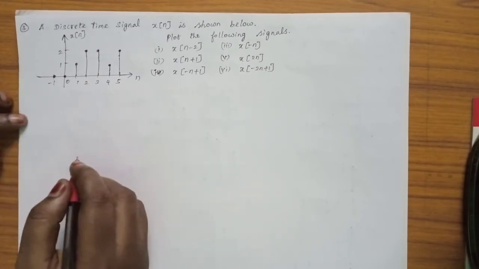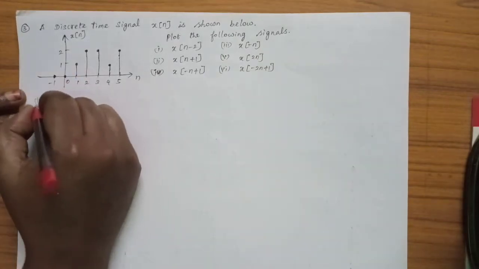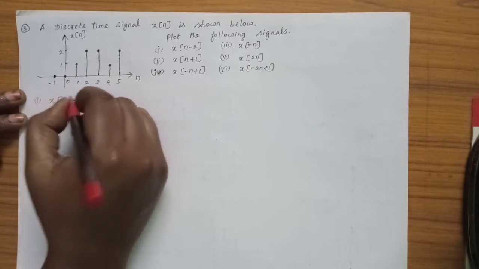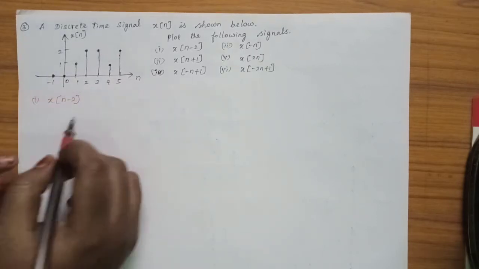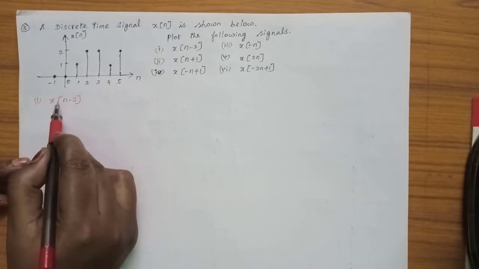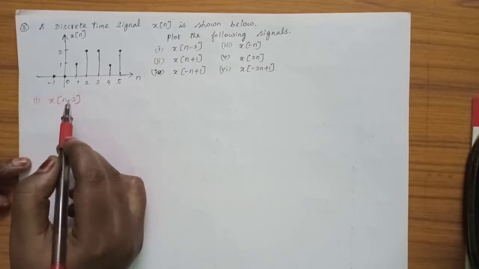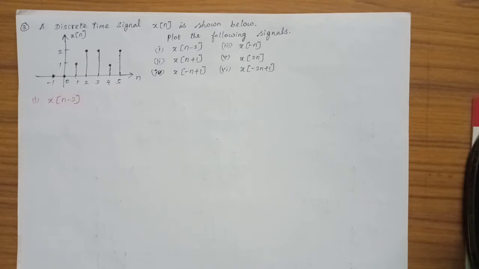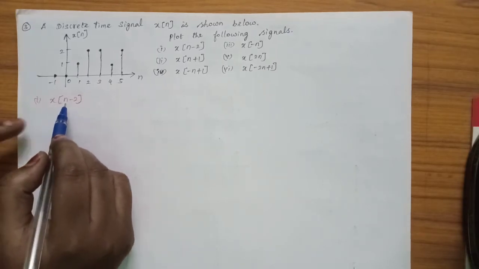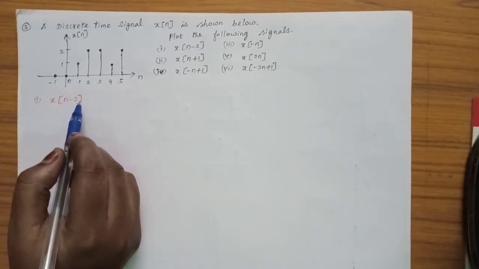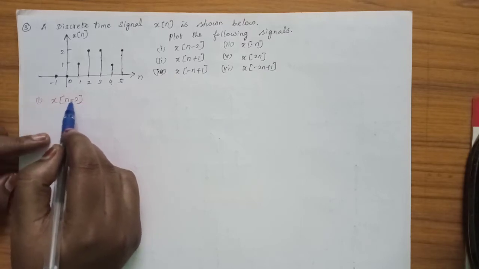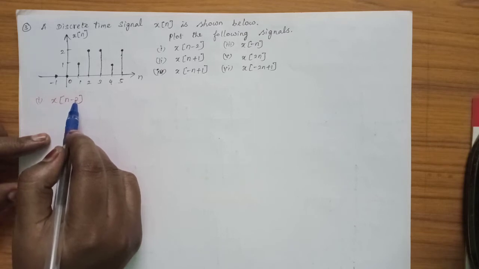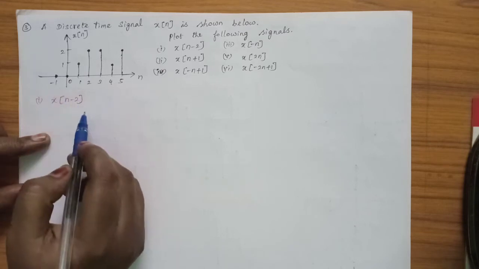So first we'll plot x[n-2]. Since it is a discrete time signal, we have to mention it within the square bracket. So this is the time shifting operation of the original signal. For the original signal we have to do the reverse operation, that is here x[n-2], so we have to add plus 2 with the n values.